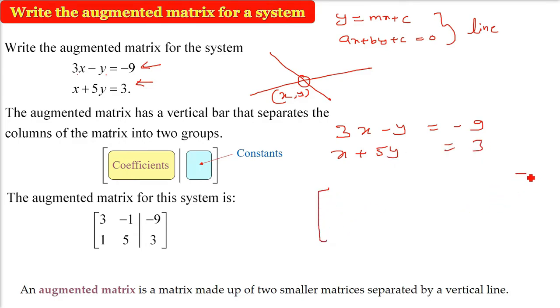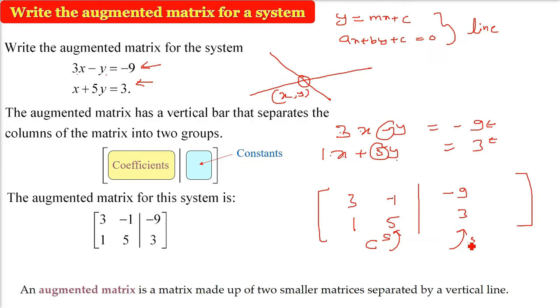First thing is you have to make a matrix. What is the coefficient of x? It's 3 and 1. What is the coefficient of y? Negative 1 and 5. Now, the constants on the right hand side, you have to write them here, negative 9 and 3 in this case. In between you have to draw a line that is called a vertical bar. And this vertical bar is actually the separation of the columns of the matrix into two groups. The first is coefficients, the second is constants.